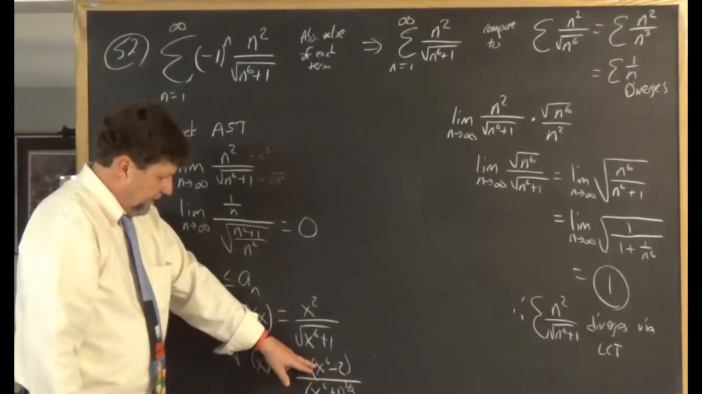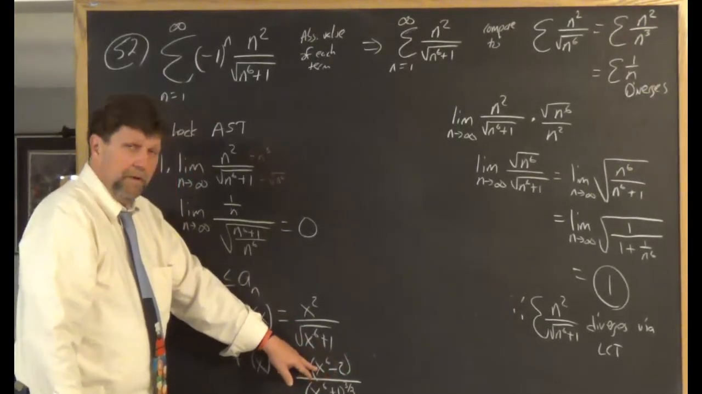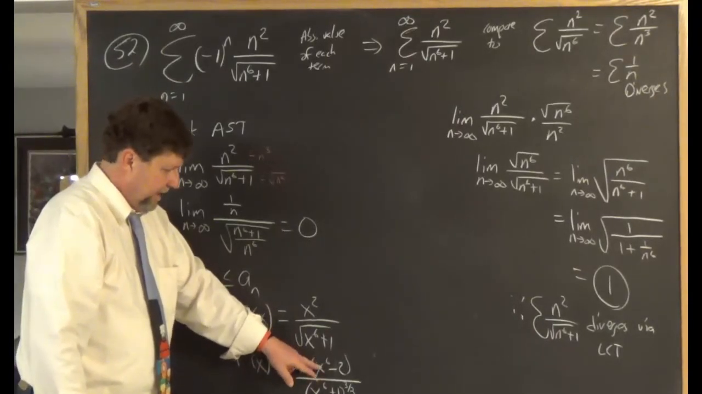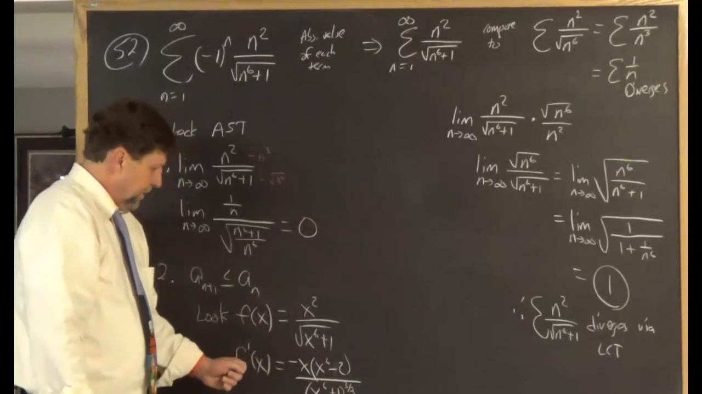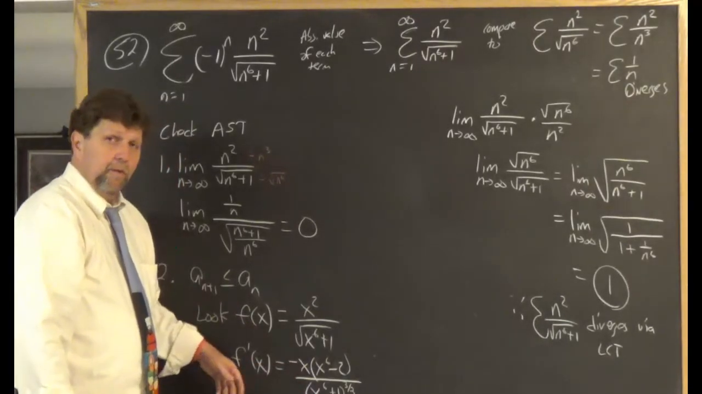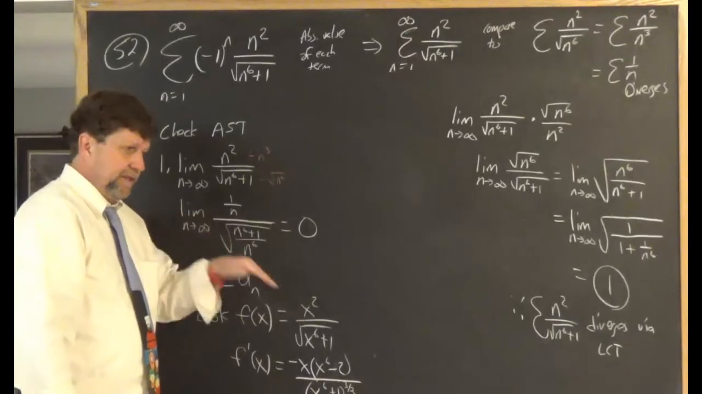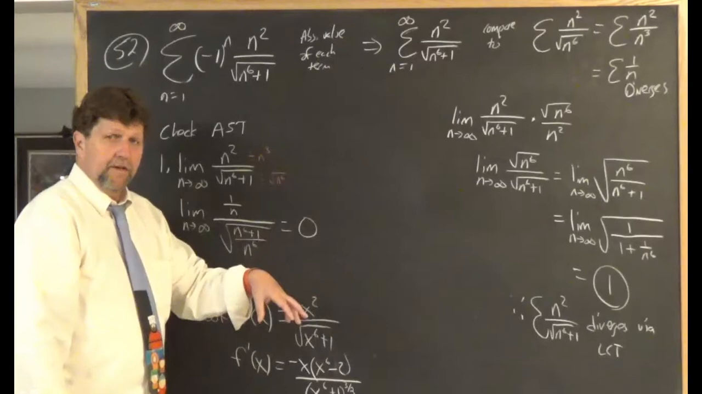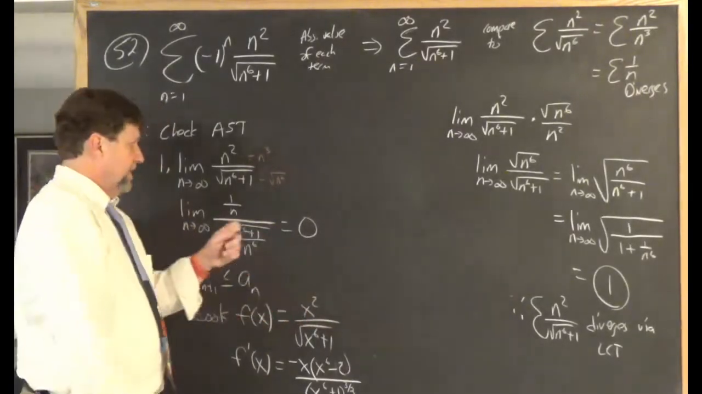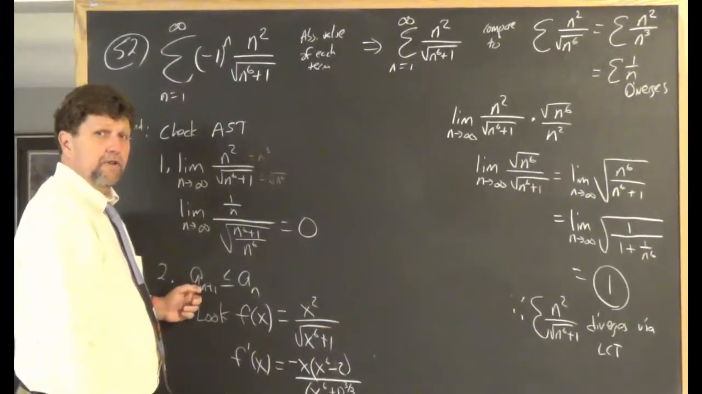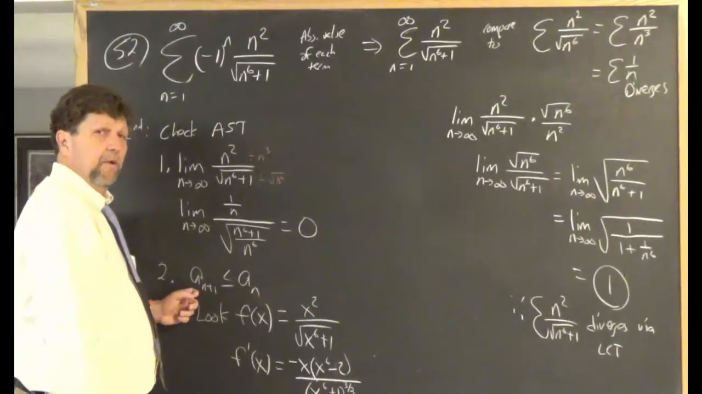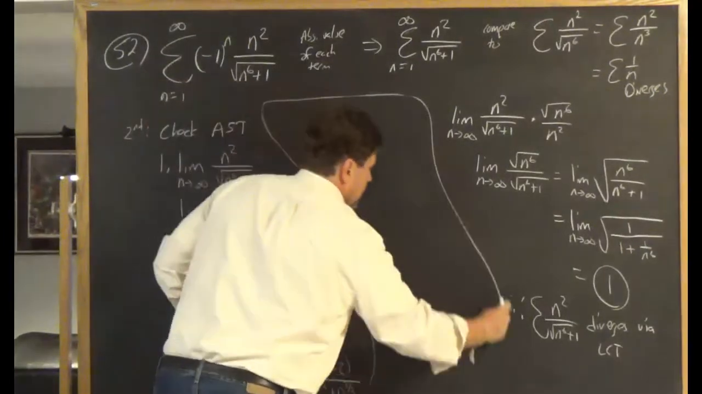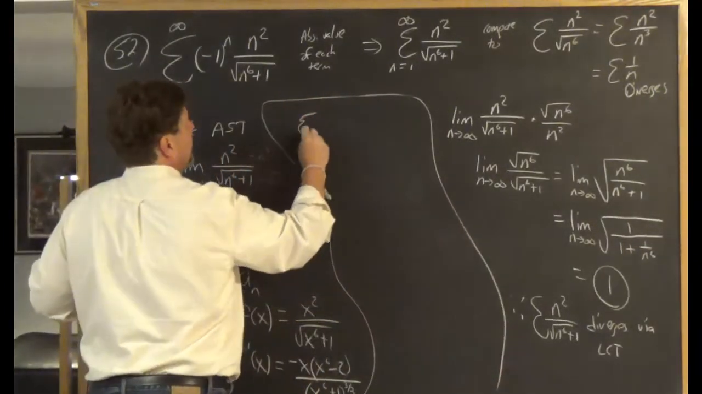This term here will always be positive. This will always be negative. Negative times positive is negative. Negative divided by a positive is negative. So this is always negative, which tells us the function f of x is always decreasing. Because that's always decreasing, that tells us a sub n is decreasing. And if a sub n is decreasing, that tells us this inequality is true. And because this inequality is true, we now have our final conclusion.